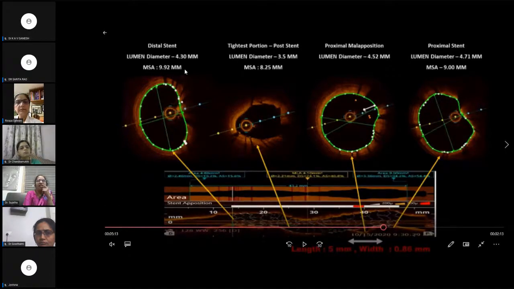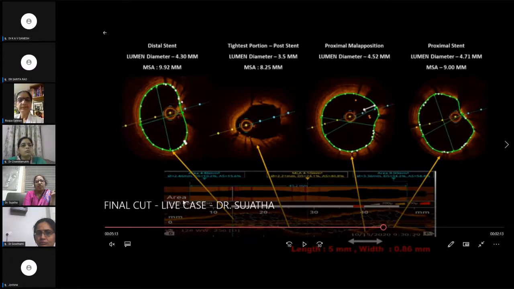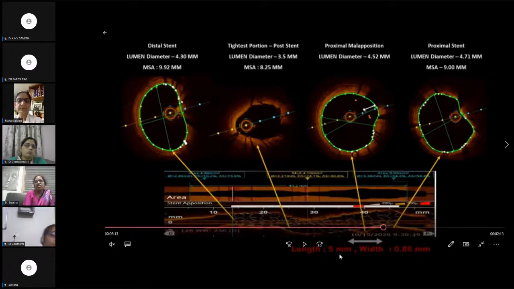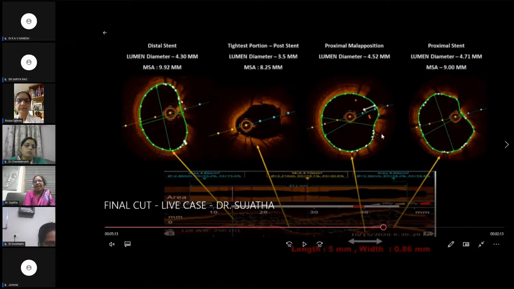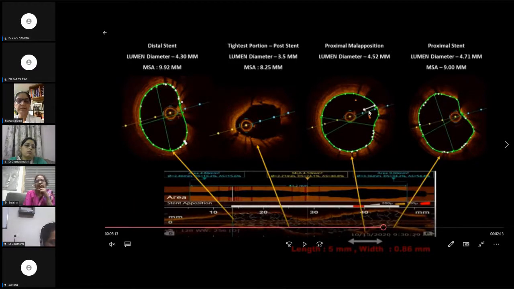That is the OCT criteria for proper stent management: either more than 4.5 or more than 80% of the reference lumen diameter. And then we saw that we got, even at the lesion site, 8.2 proximally. You can see that there is malapposition, which is indicated in red. The length of the malapposition was 5 millimeters, and it was 0.86. According to the imaging criteria, anything more than 0.4 apposition and more than 4 to 5 millimeter length should be treated.